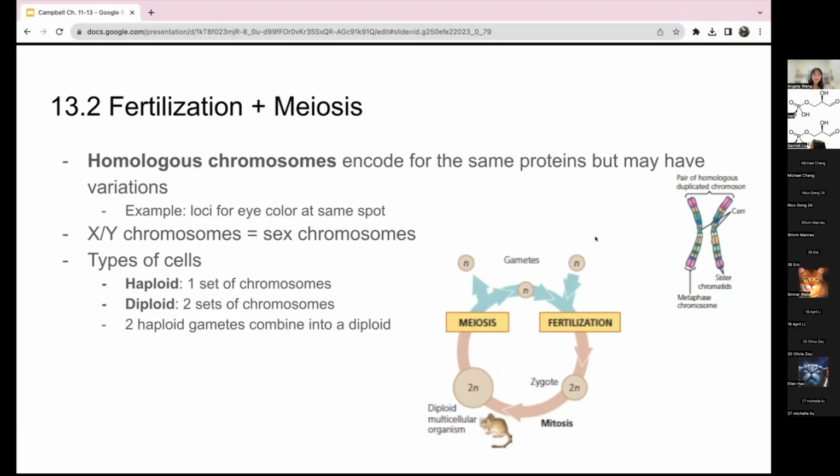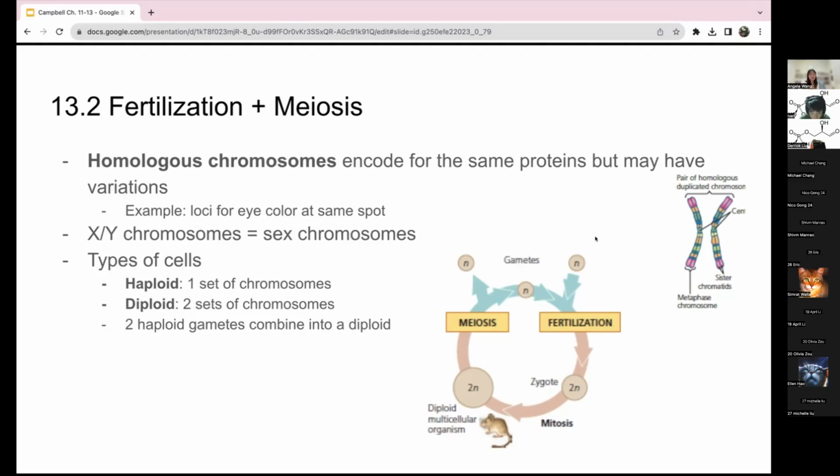These homologous chromosomes encode for the same protein type, but can have variations in the loci or the location of the gene. For example, the loci of eye color is at the same spot on homologous chromosomes, but one can code for green eyes while the other can code for brown eyes. The homologous chromosomes we're talking about are autosomes, which are not sex chromosomes.